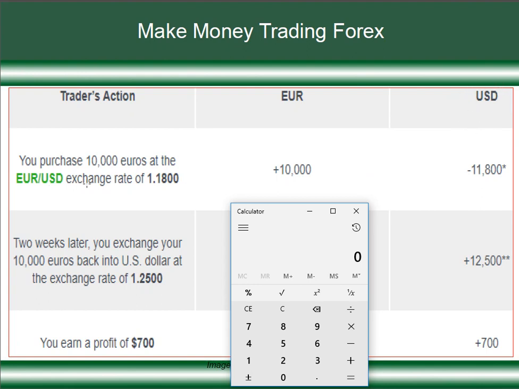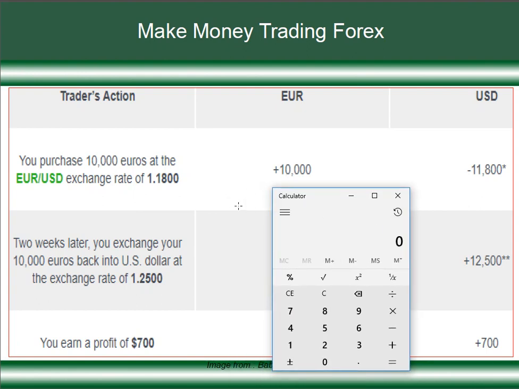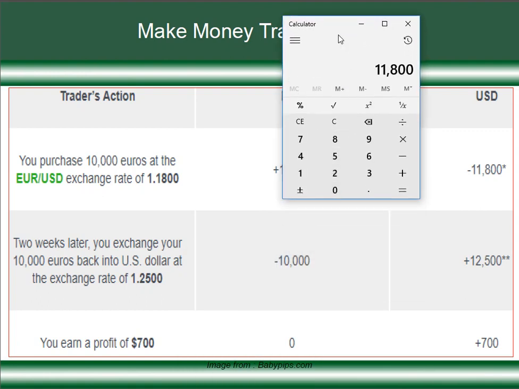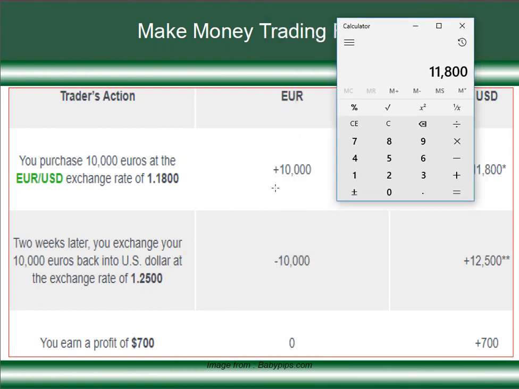Now the exchange rate indicated is for every 1 euro, I will need 1.1800 USD. So for 10,000 euros, how many USDs do I need? Simple mathematics, 10,000 euros multiplied by the exchange rate, 1.1800, and that tells me I will have to use $11,800 for me to buy 10,000 euros. Okay, so I've now bought my euros. I've bought 10,000 euros. I have them.